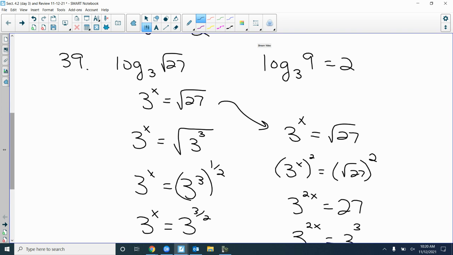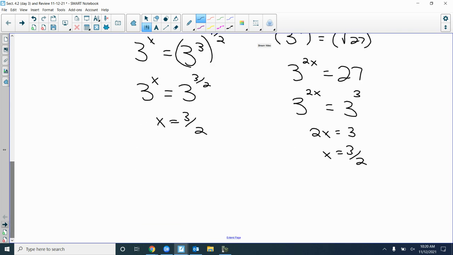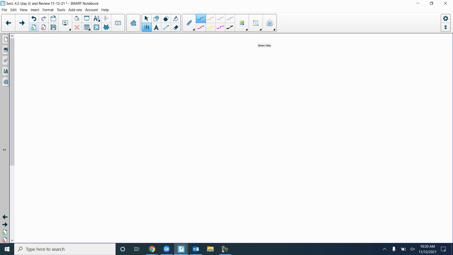Take a look at 41. Log base 16 of 2. So this is saying 16 to what power equals 2? It can't be the first power, the second power, or the third power, because those would all be bigger than 16. So 16 to the x.